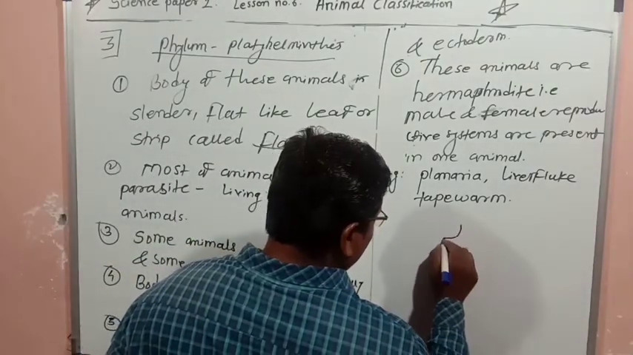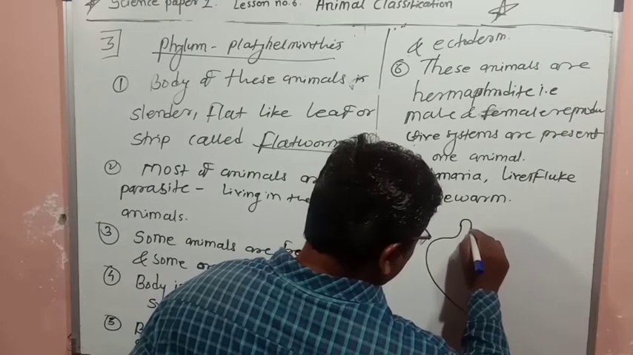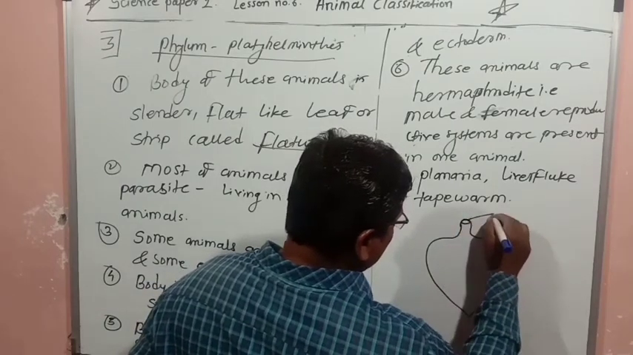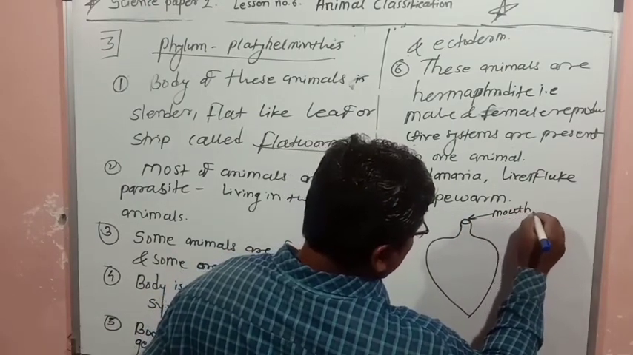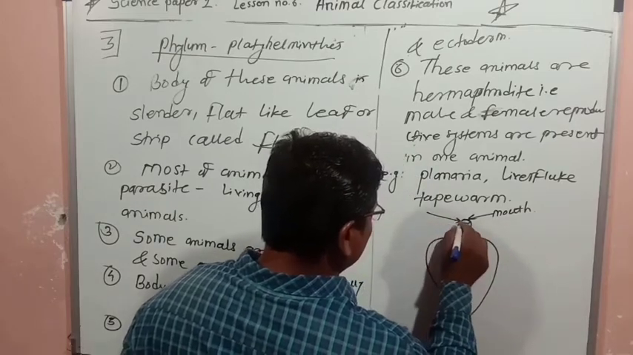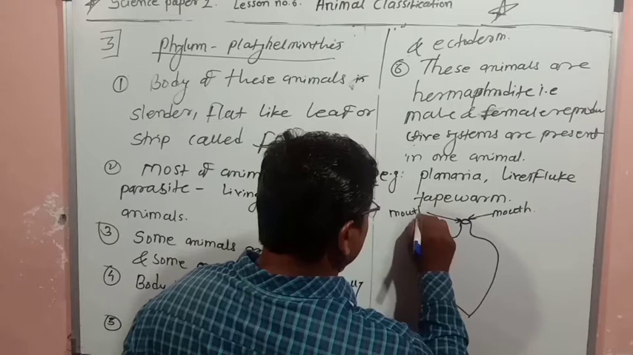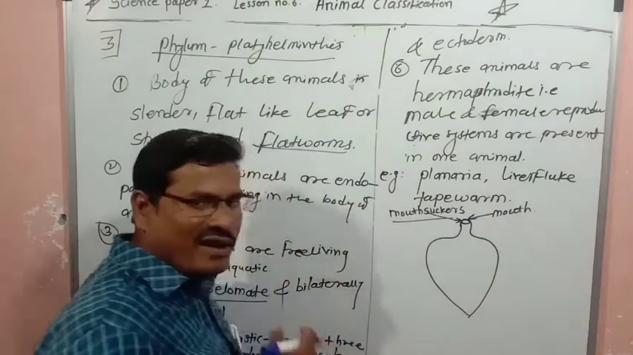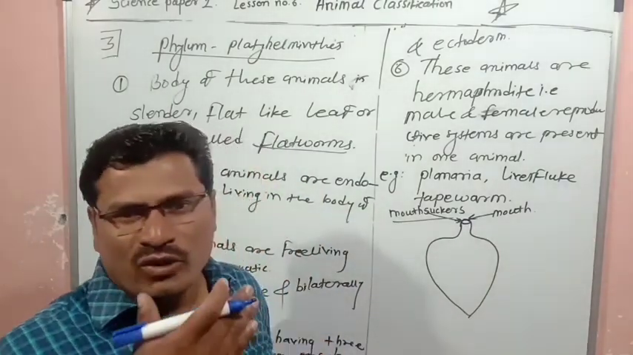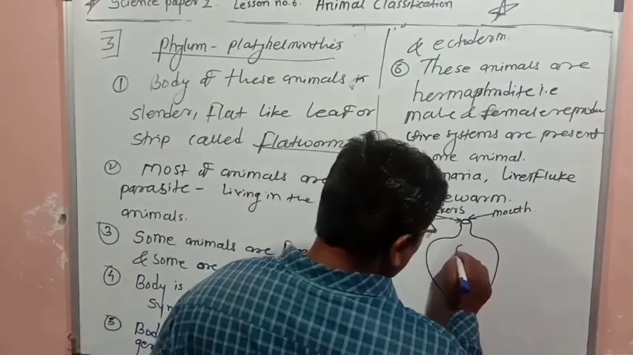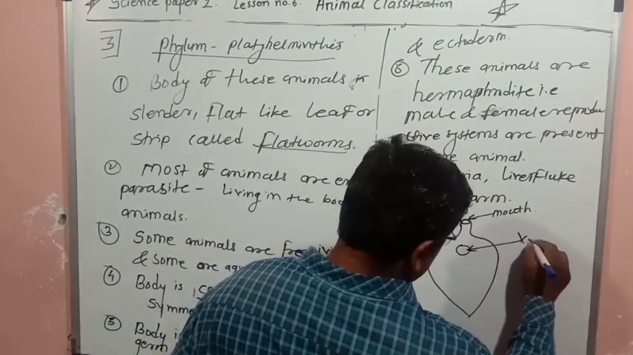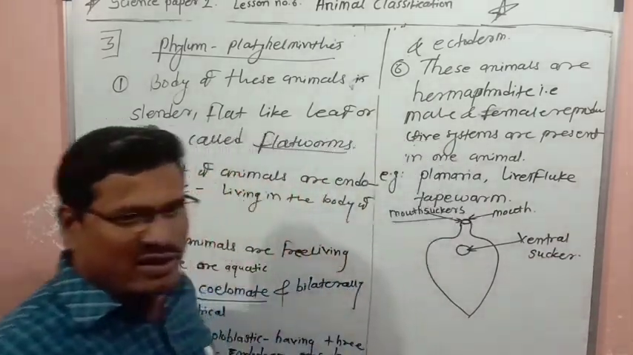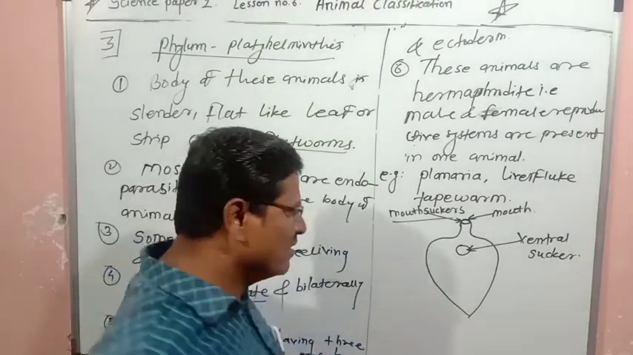In that, only one diagram of the animal we will draw. Like this, a leaf-like structure. Here will be the mouth, then the mouth sucker. Then they are having a ventral sucker. Suppose here you will draw the ventral sucker.